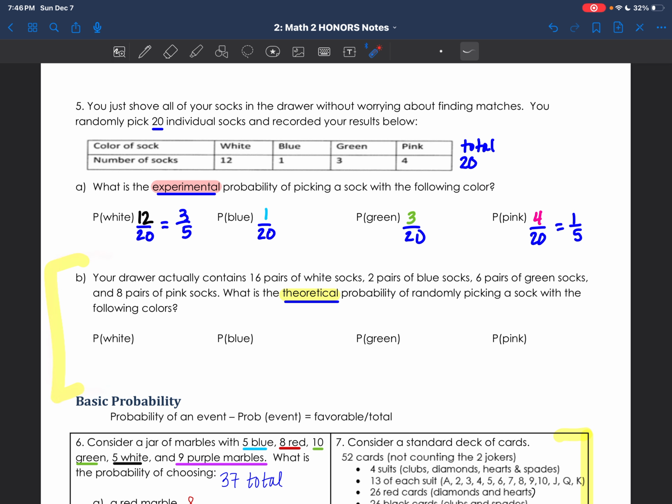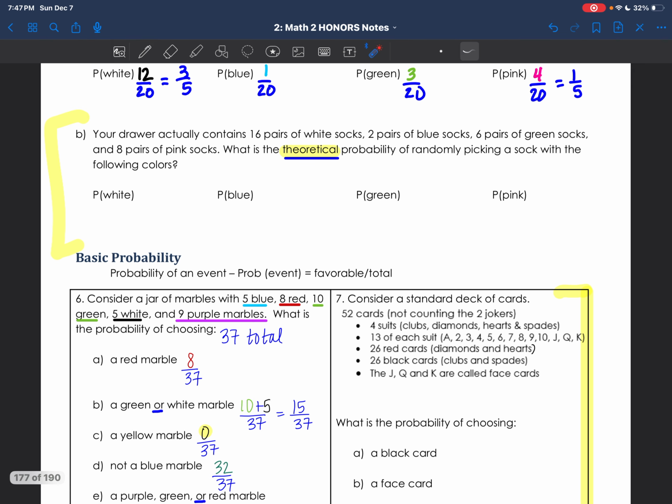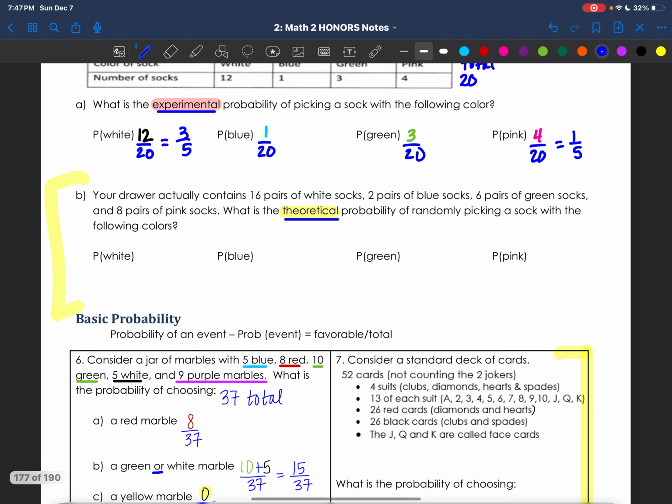Okay, so this one is theoretical probability. So you've got 16 pairs of white, 2 pairs of blue, 6 pairs of green, 8 pairs of pink. What's the theoretical? So this is what should happen. And this one was what actually happened. All right, so go ahead, try these, and then notice the difference between the numbers. I will give you a hint. This was 64 socks if you added correctly.